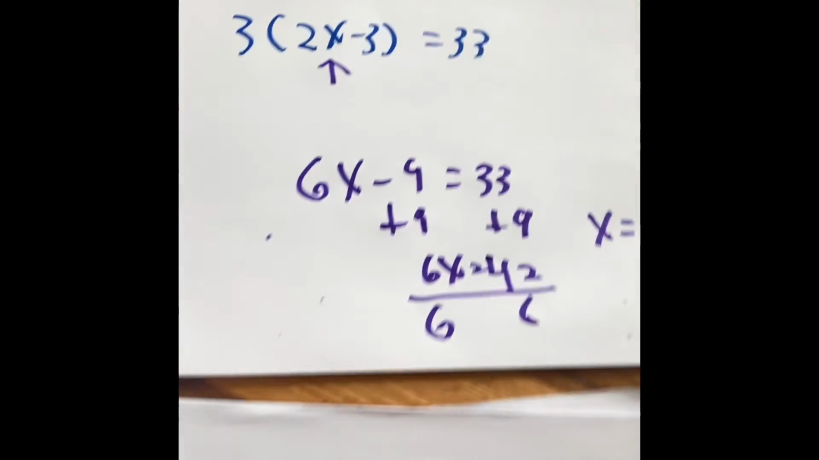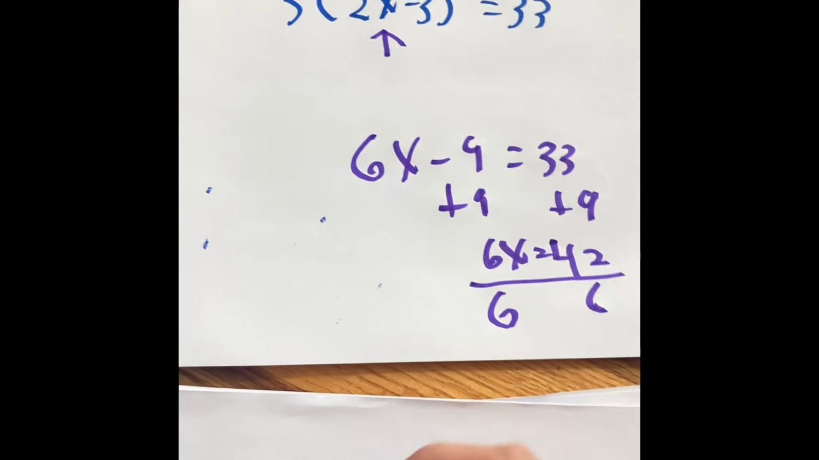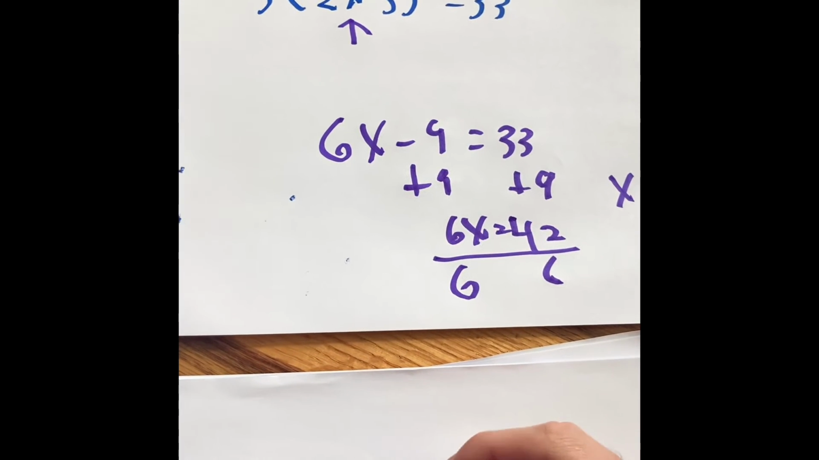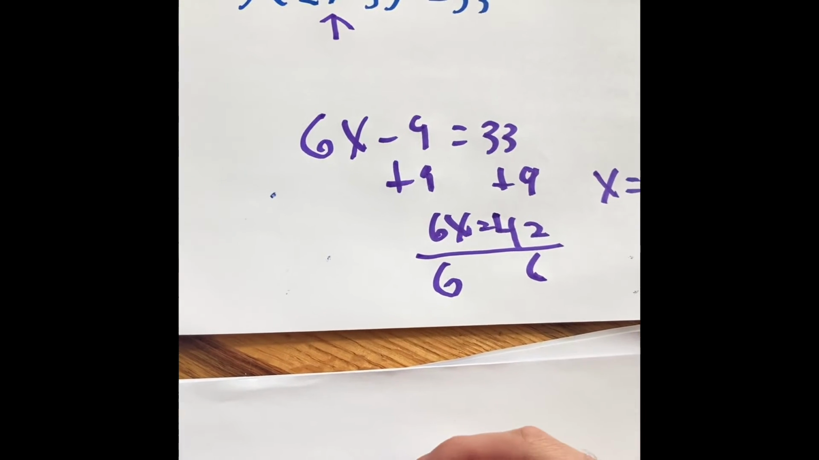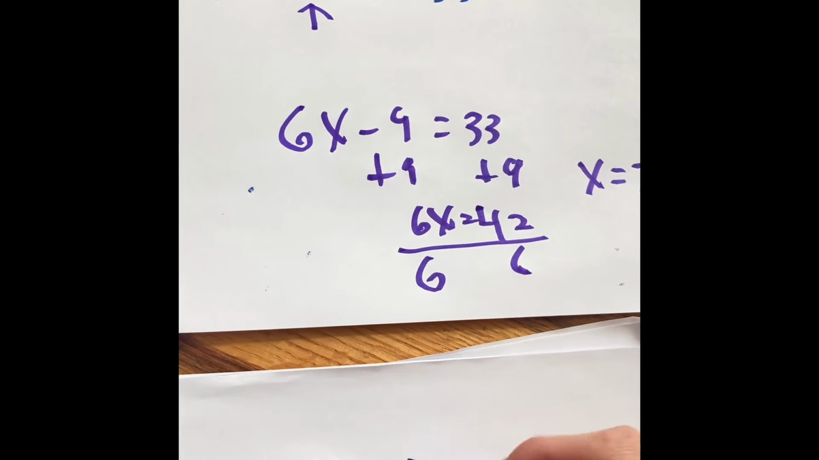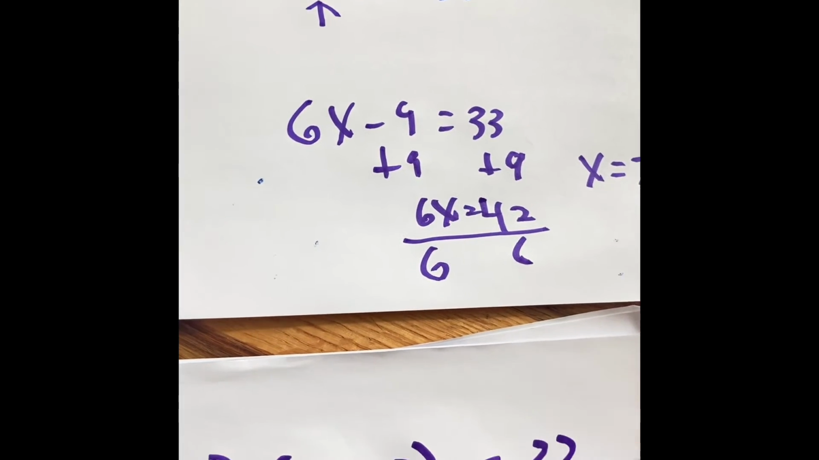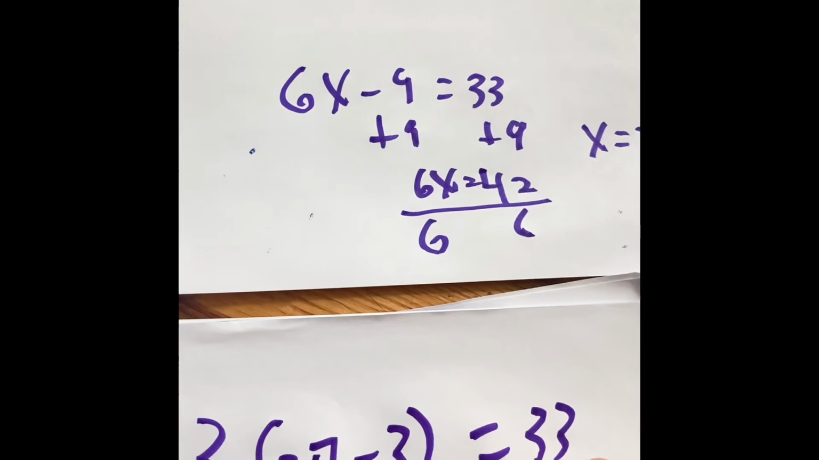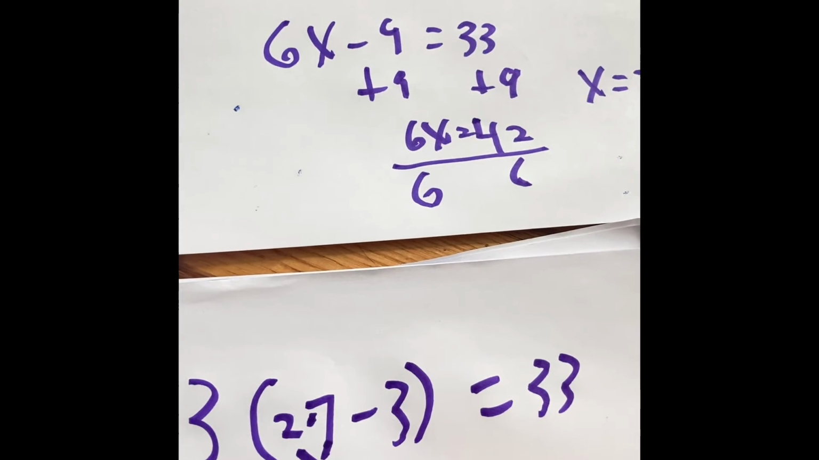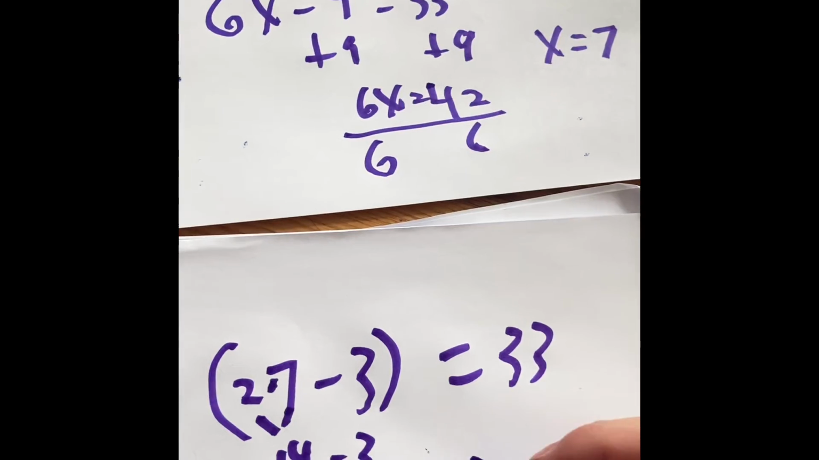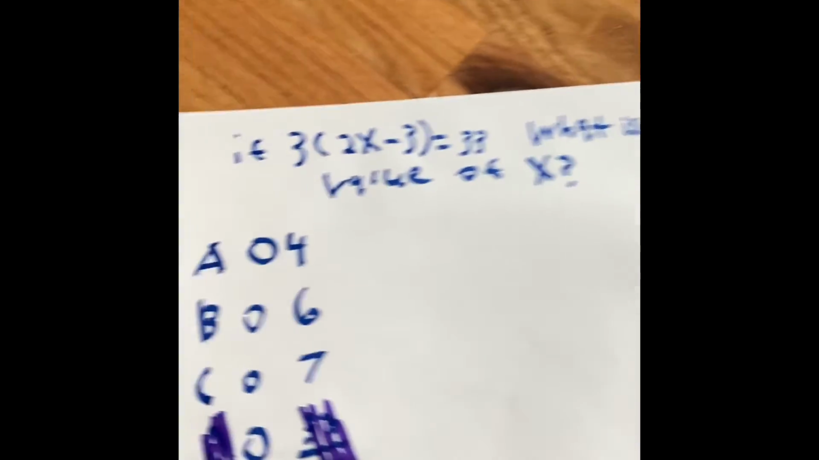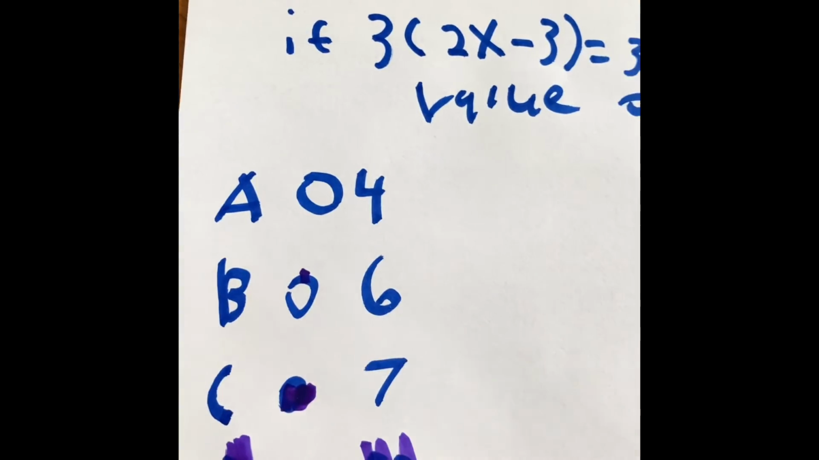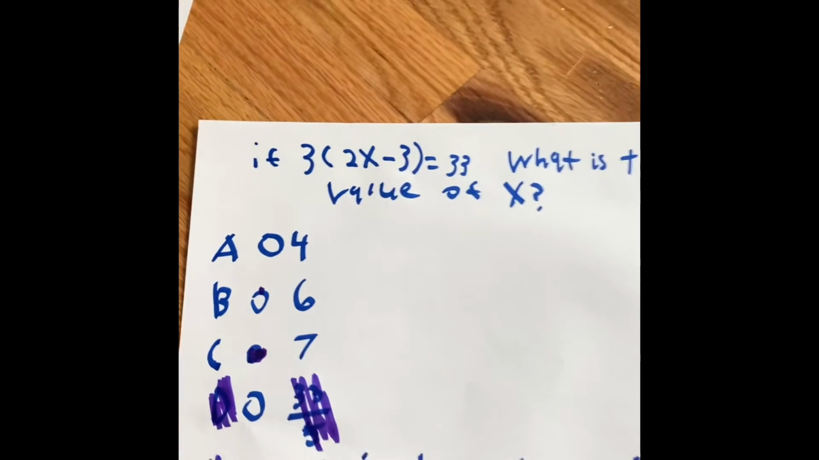A good way to solve and check is by inserting 7 into the equation. So 3 multiplied by, in parentheses, 2 multiplied by 7, minus 3, equals 33. 2 multiplied by 7 becomes 14. Subtract 3 and it is 11. 3 multiplied by 11 equals 33. So what we can do is fill in the bubble, 7 is going to be our answer for this example.